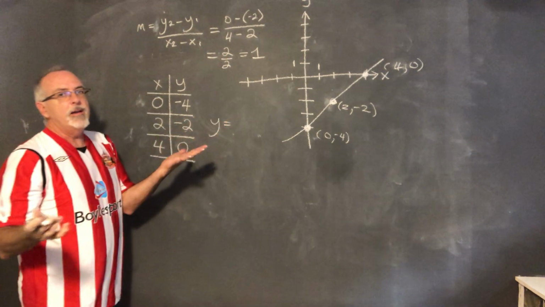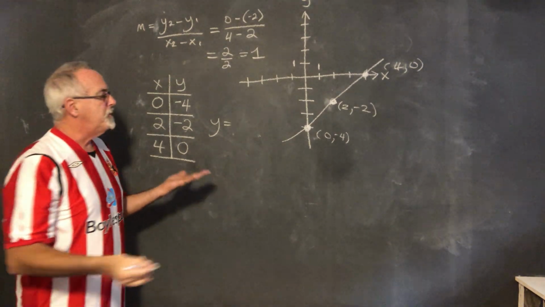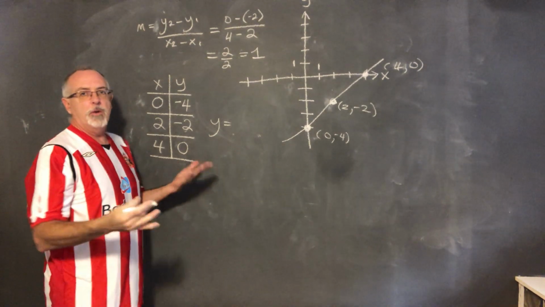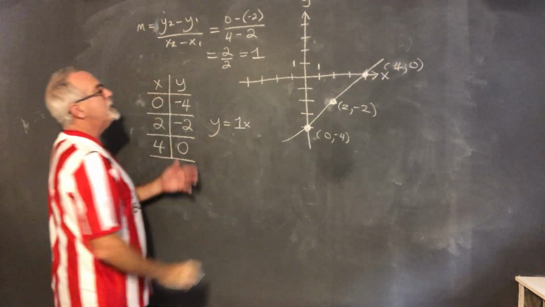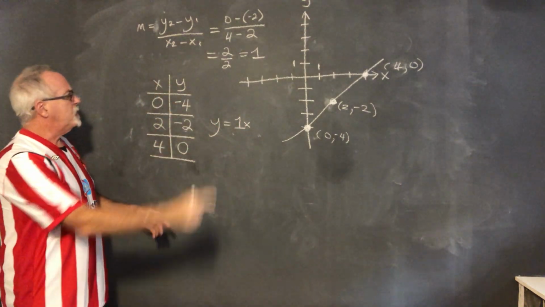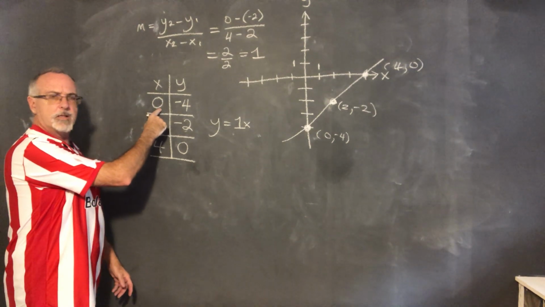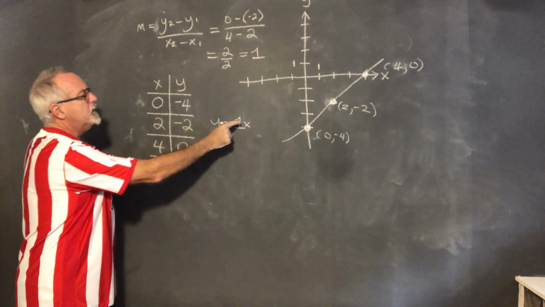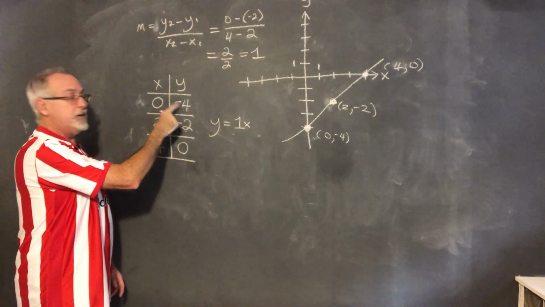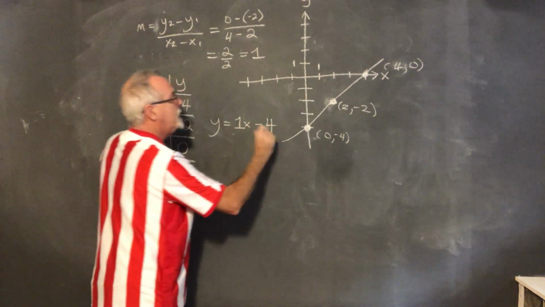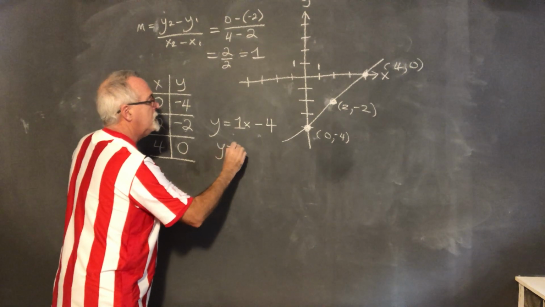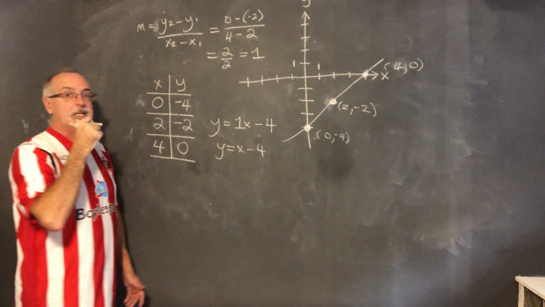Now with a 1 as a numerical coefficient for a variable, we can show it if we want to, but we don't have to. I'm going to show it. Y equals 1x. And then plus what or minus what? That point where x equals 0 answers that question. So I have y equals 1x minus 4. There's my y-intercept. And of course I can see that on the graph as well. If I want, I can write this as y equals x minus 4 because it means the same thing.